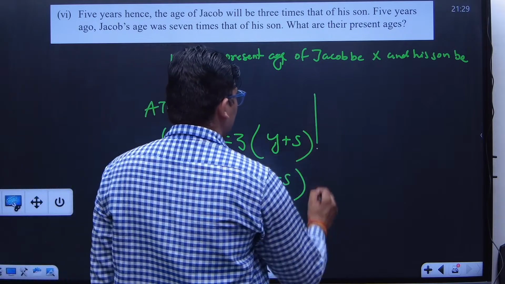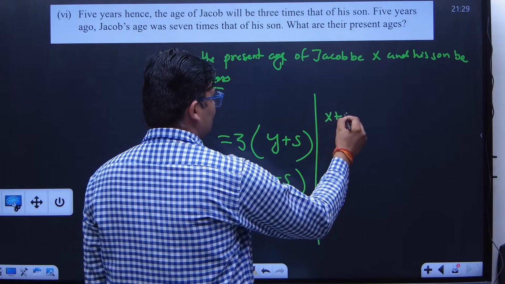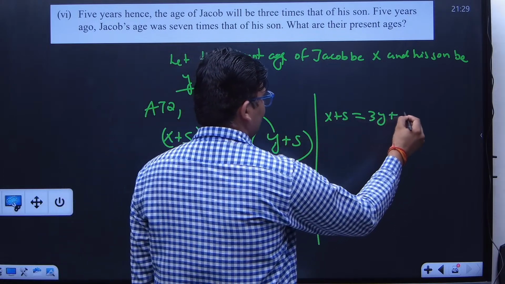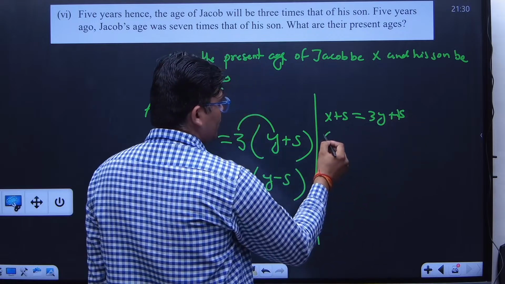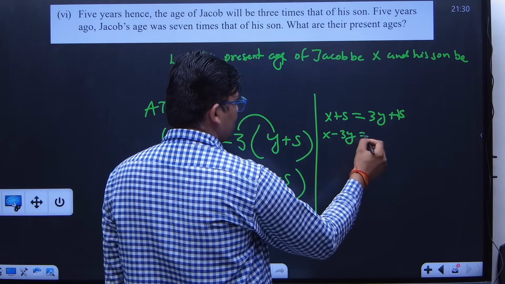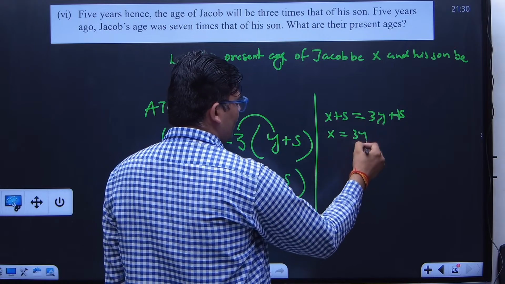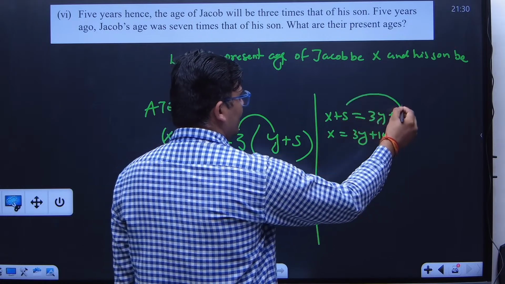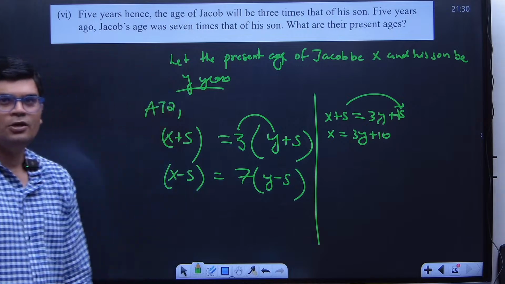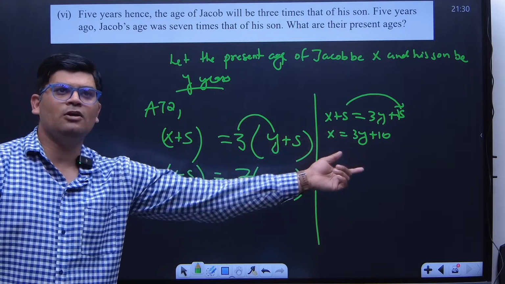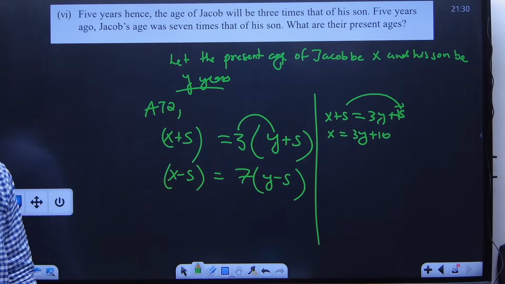So let us form the equation properly. We will have x plus 5 is equal to 3 into y, 3y plus 15. Then take 3y on this side. So x is equal to 3y plus 10. Here you can take 5 on the other side, it will become 10. You can use the substitution method. You can substitute the value of x in the second equation.